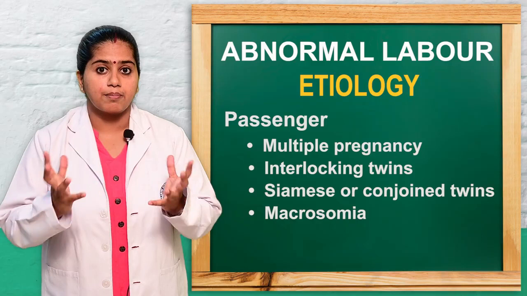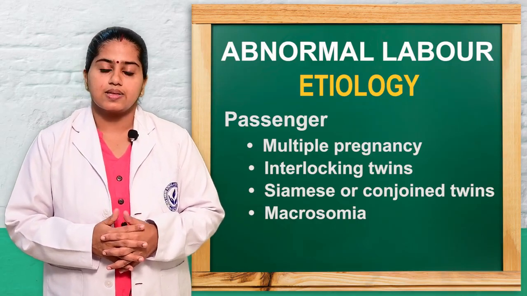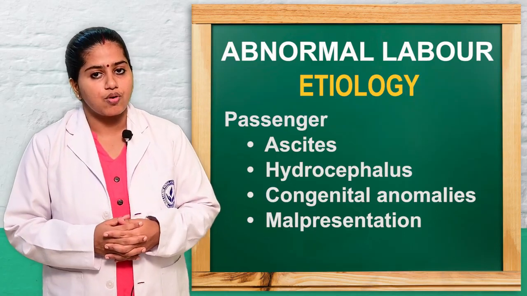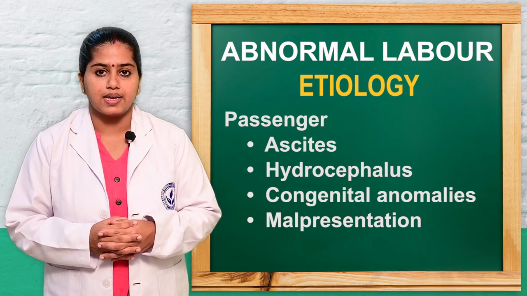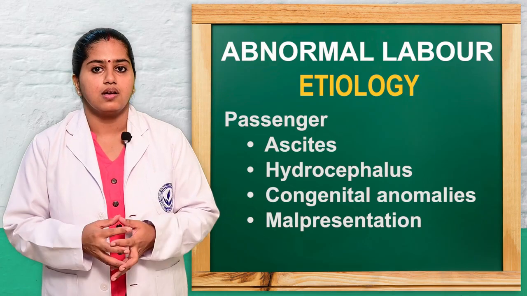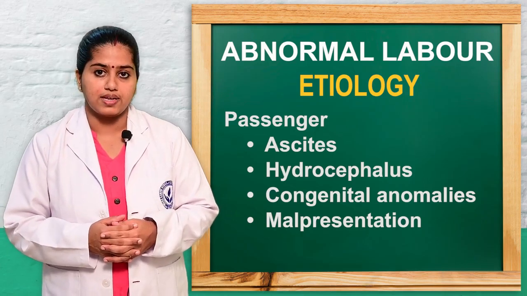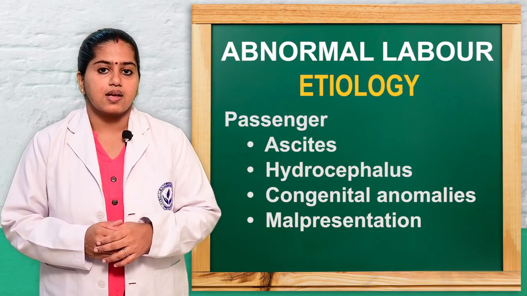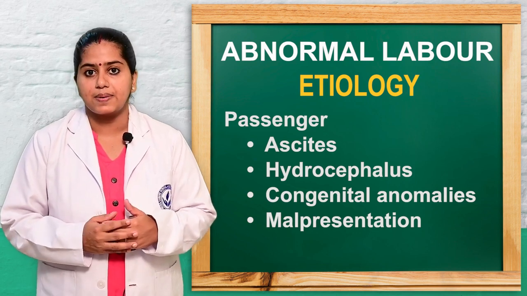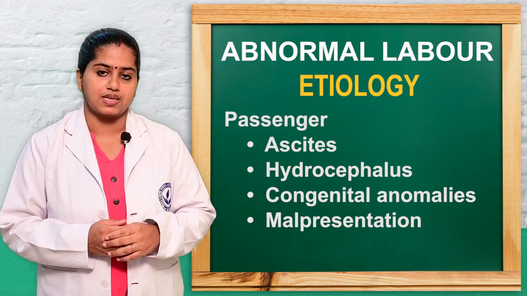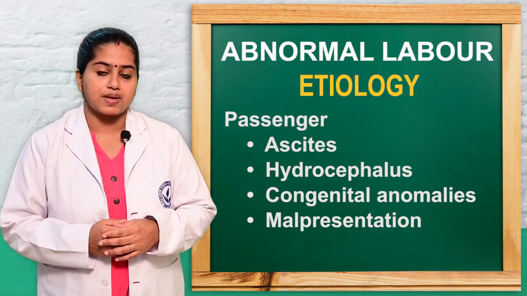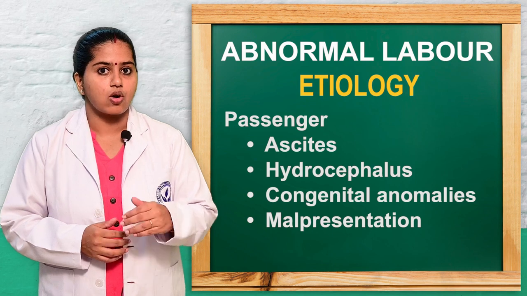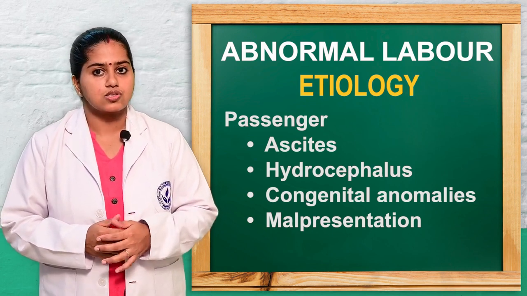And in macrosomia, the body weight is increased, more than 4 kg, 4.5 kg. These cases can go with abnormal labor. Fetal causes also include ascites, hydrocephalus, and congenital anomalies of the fetus. These are the problems of the fetus. And if the fetus has malpresentation, like breech presentation, frank breech presentation, brow presentation, persistent brow presentation, face presentation, shoulder presentation, or position of the fetus like occipito-posterior position, it leads to dystocia.